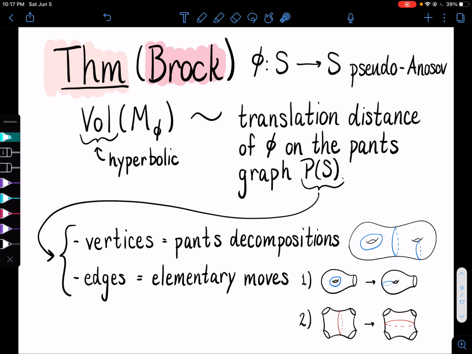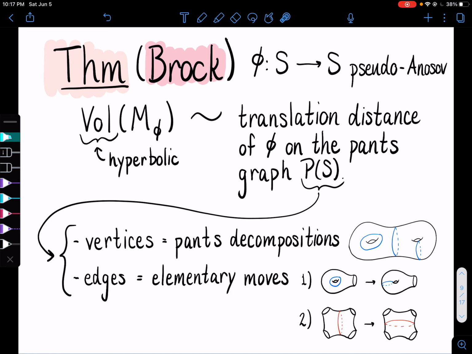And my edges are given in terms of these two different elementary moves. One of them happening on a one-holed torus. So I'm going to take this curve and flip it to this. Okay, so for example, I could take this curve and flip it to this one. That would be that type of move. Or happening on a four-holed sphere. So taking this curve and flipping it to this one.